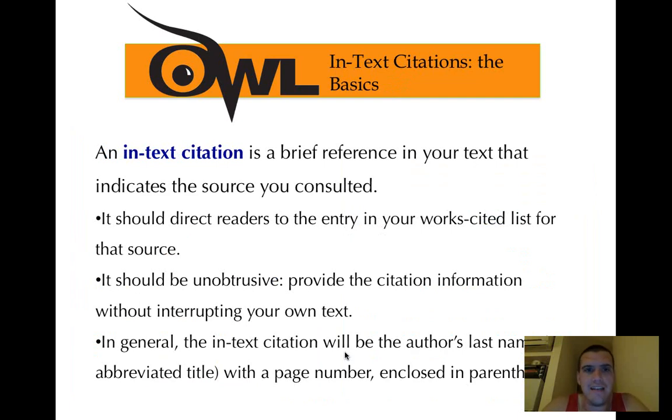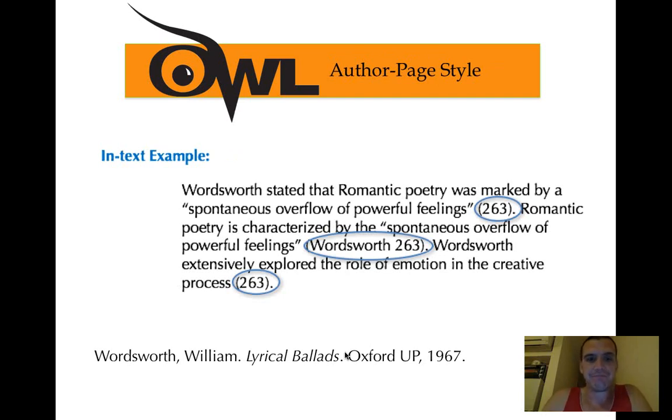An in-text citation, I've gone over this with you before, is a brief reference in your text that indicates that you consulted a source, that your idea or words are coming from somewhere else. In general, the in-text citation will be the author's last name with a page number. Or if you use the author's name to begin the sentence, for example, Williams stated that blah blah blah, you wouldn't have to write the author's last name. You would just put the page number in parentheses because you've already used his name. And here are some examples.